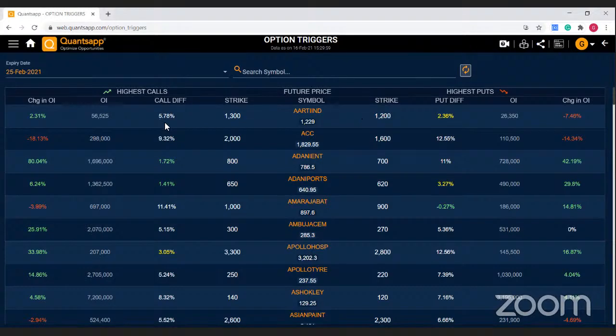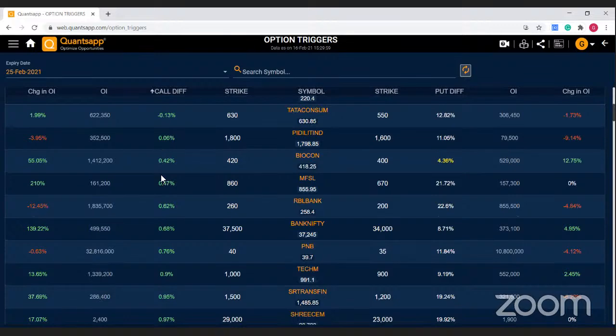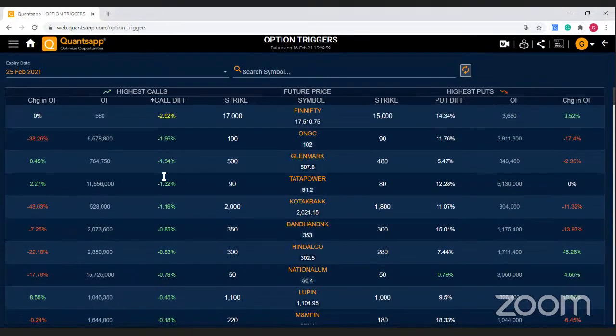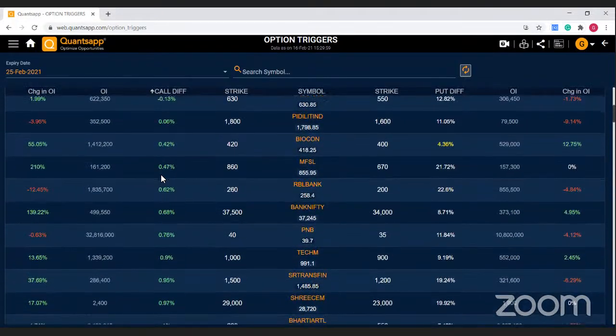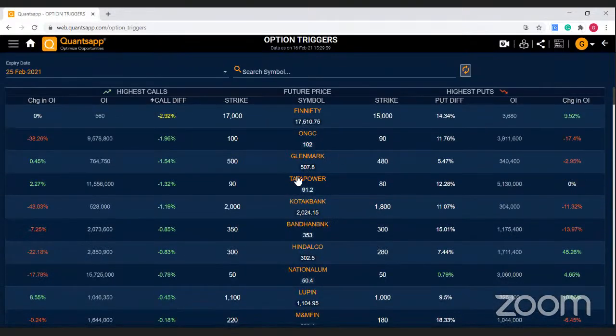Now I want to see how the call writers and the put writers are behaving, whether they are adding new positions or whether they are reducing their positions. So here I will be interested in looking into these stocks which are very near to their highest call and highest put. Now you can see the call difference and the put difference.